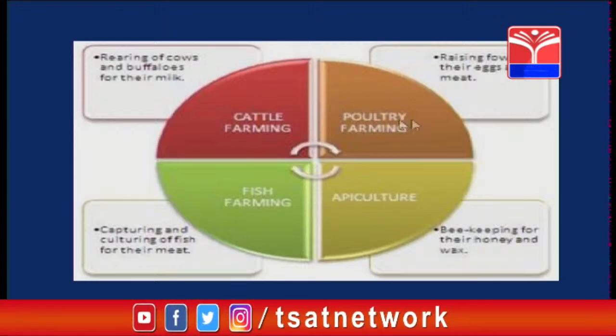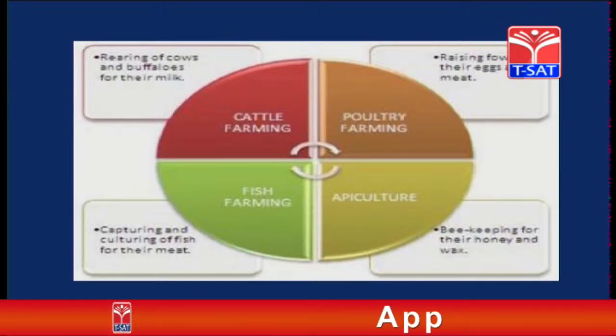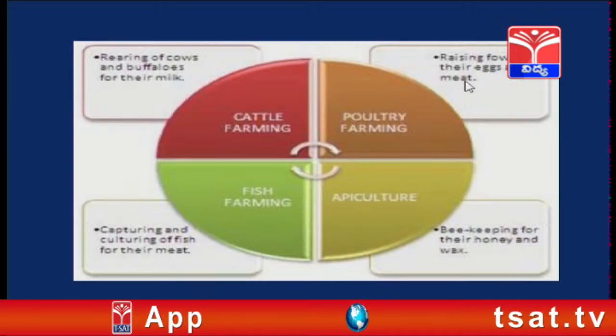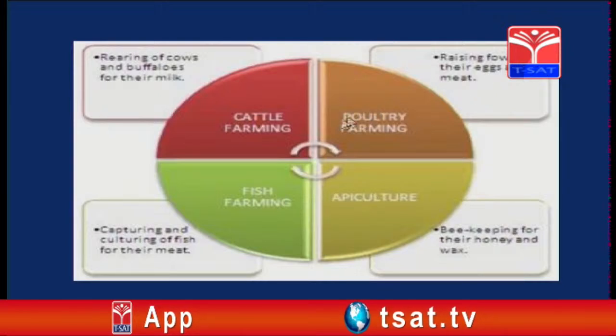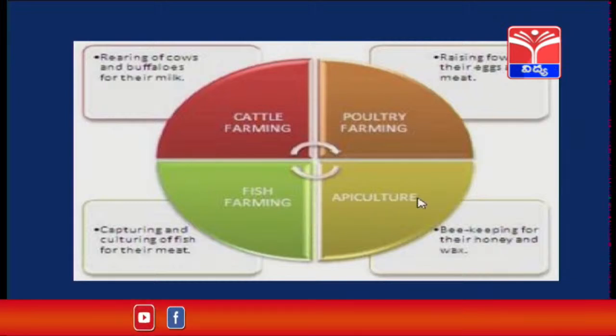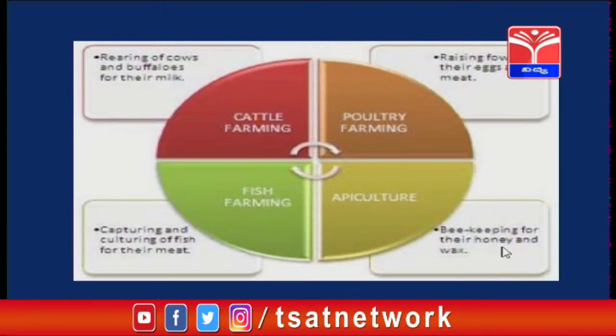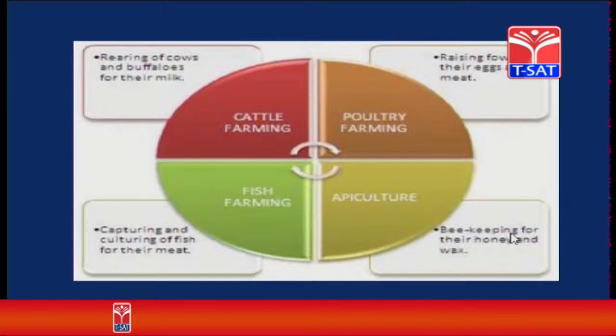And about poultry farming. Poultry farming means nothing but raising fowls for their eggs as well as meat. So, this also we have seen. And coming to the next one, that is apiculture. Apiculture includes rearing of honeybees. For what purpose they are reared, we will see now. It is also called beekeeping.